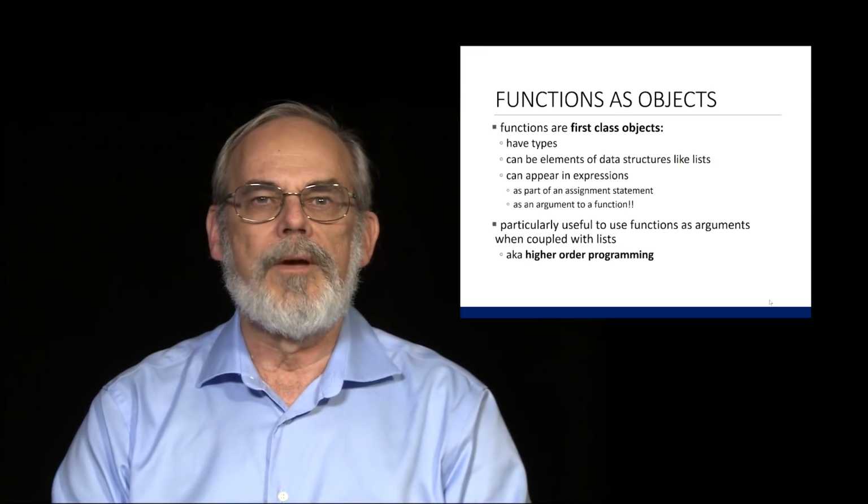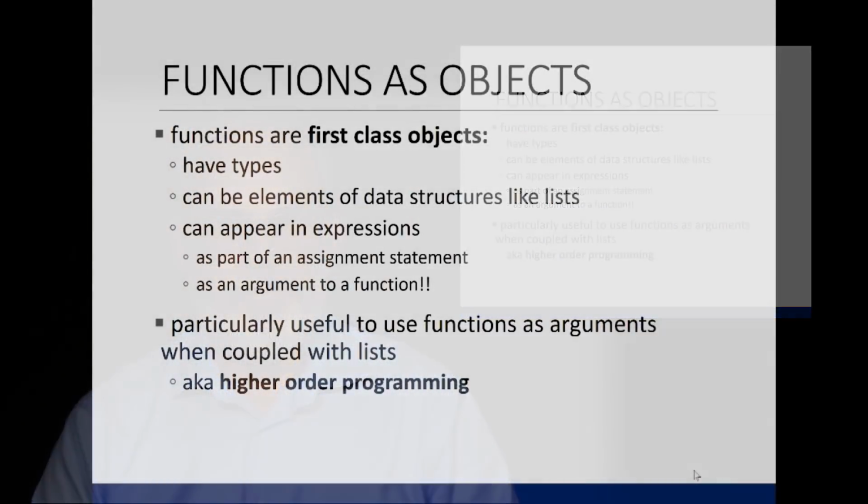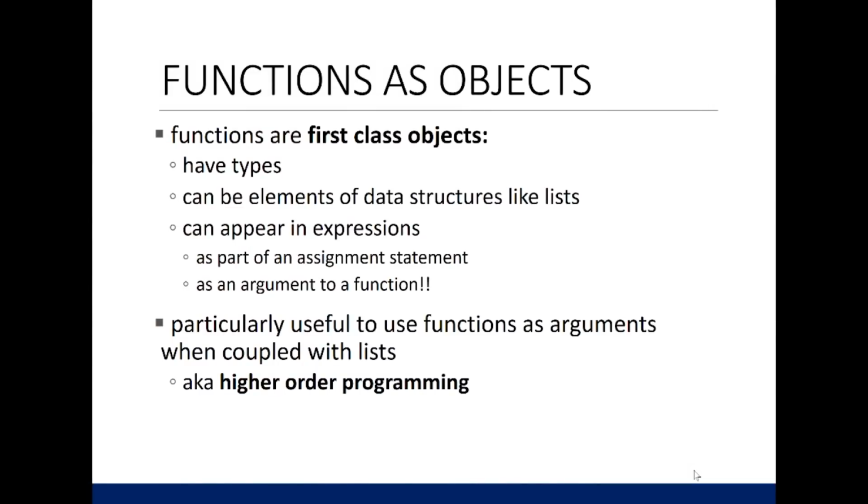I want to start by going up a level and talking just for a second about functions. In programming languages, we refer to functions as first-class objects, something that's nice to aspire to. What does it mean? It means that it has a type. It also means that it can be used as elements of data structures like lists. And finally, it means that it can be used inside of an expression. It could be part of an assignment statement or as an argument to a function.